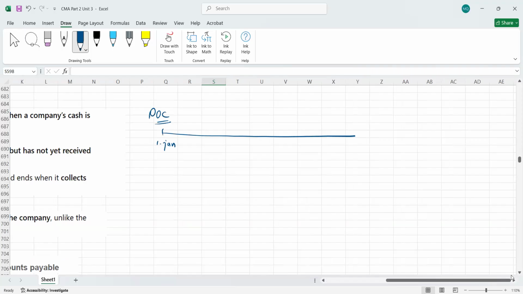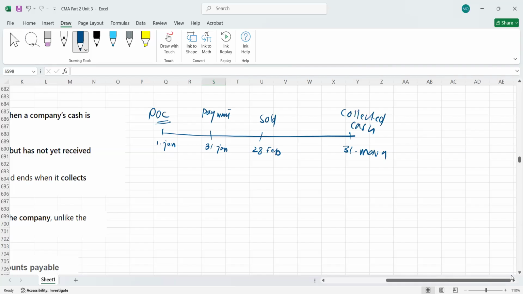Like you are buying inventory today, definitely you will pay for the inventory in future. Let's assume you got a credit period of 1 month. So on 31st January, you made a payment for these credit purchases. Now, on 28th Feb, we sold inventory, and on 31st March, we collected cash from the customer.